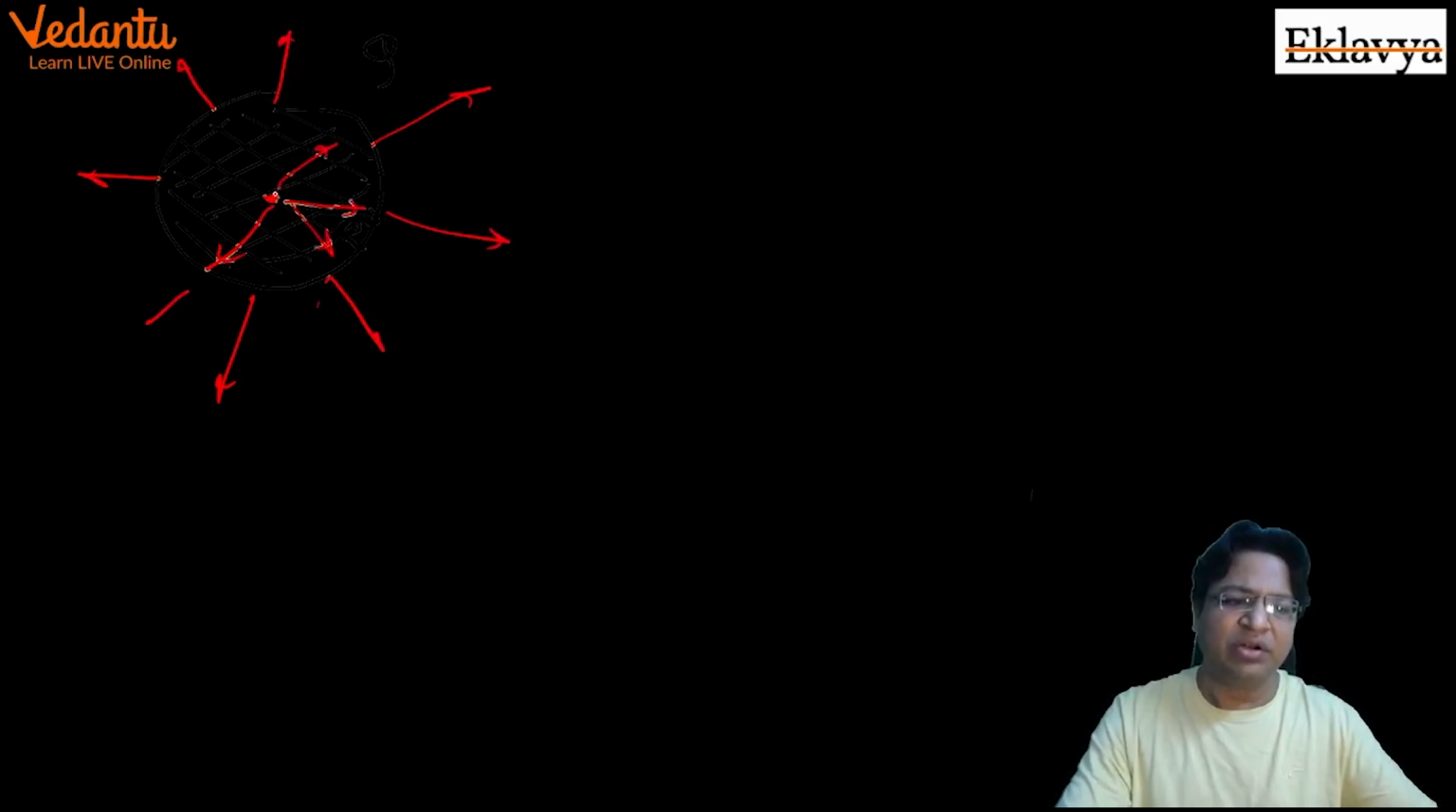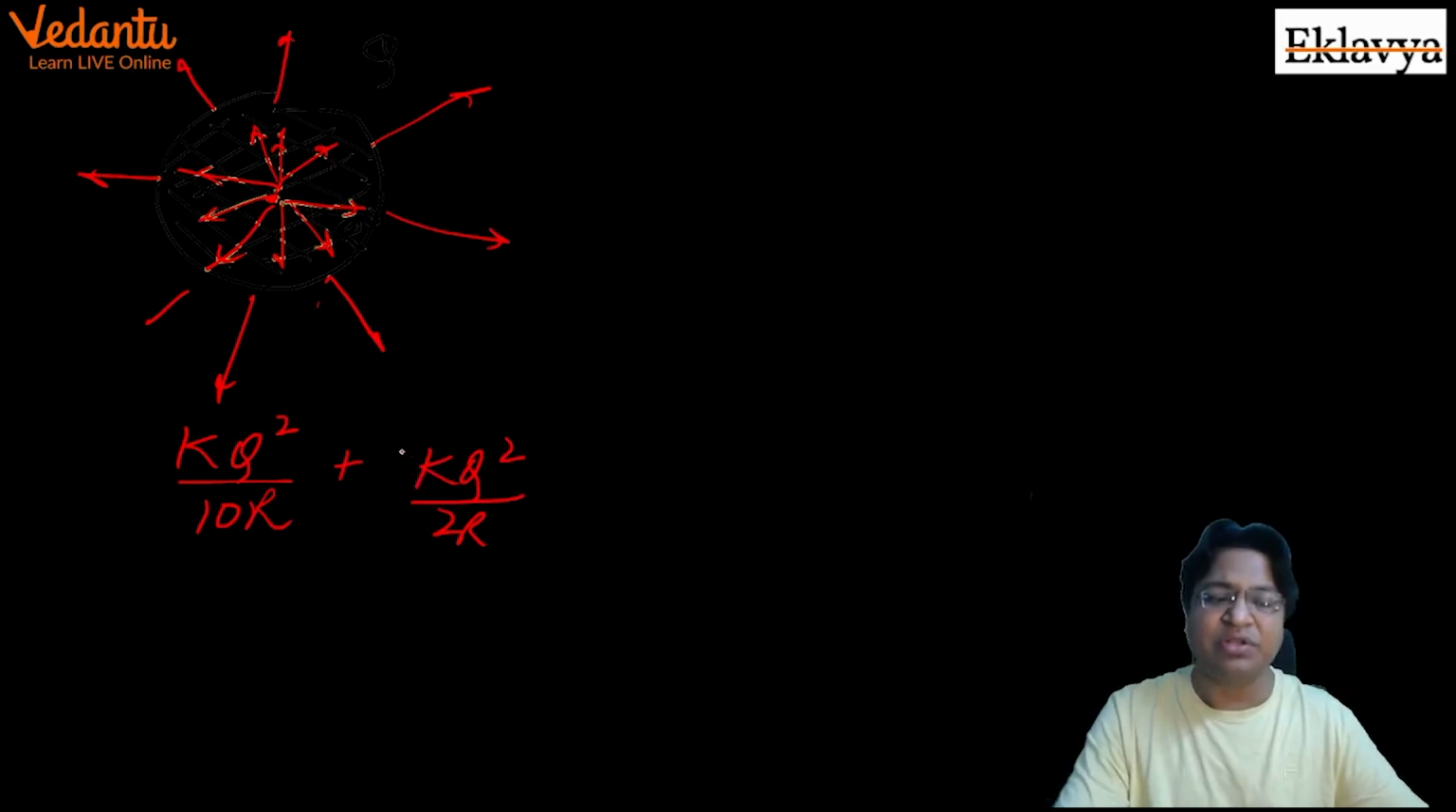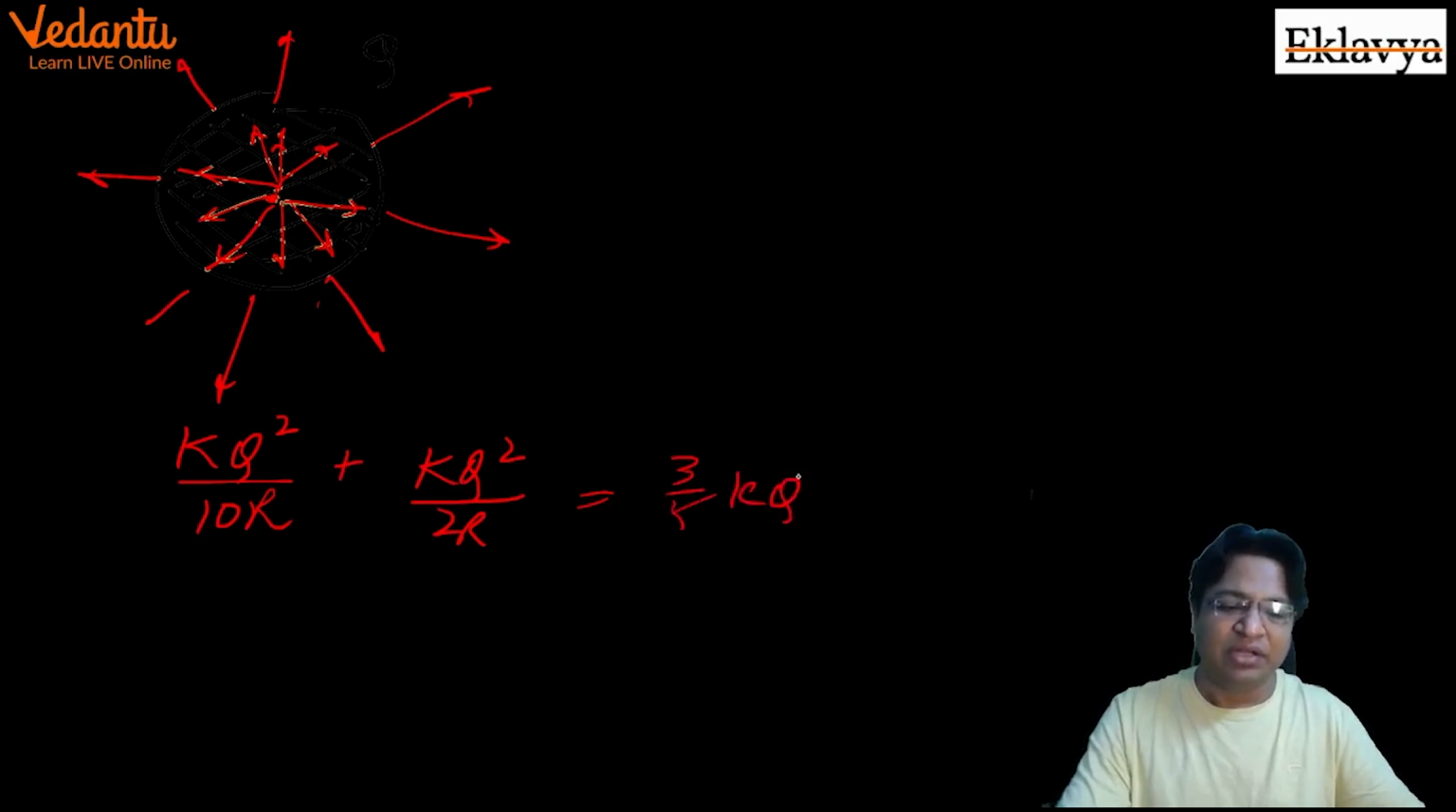So basically, not exactly uniformly. That is not how it is. But there is field inside also. So the energy present inside the sphere is kq square by 10r, and the energy present outside is kq square by 2r. This is also the same energy which is present outside a hollow sphere, because in the outer region the field of a solid sphere and the hollow sphere are identical, and the overall energy of this sphere will become the sum of these two, which will become 3 by 5 kq square by r.